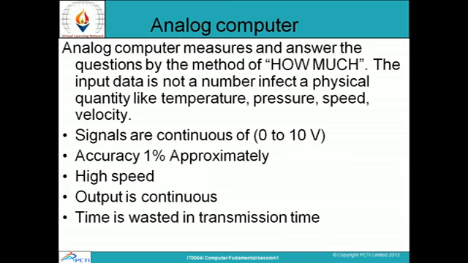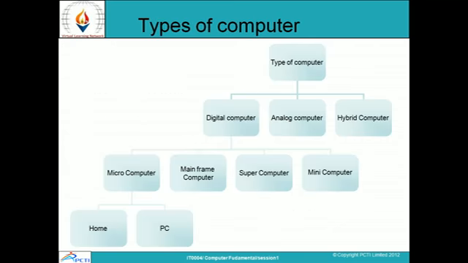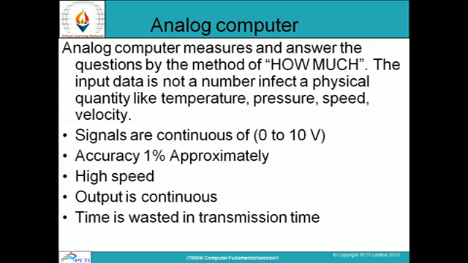First, we will talk about analog computer. Analog computer, as we told you, is a type of computer, just like a digital computer and a hybrid computer. Analog computer is the one which measures and answers questions by the method of how much. इसमें how much is a very important component because it is the one which differentiates a digital computer and an analog computer. How much का concept होता है analog computers में, और हम further study करेंगे digital computers में जो concept होता है वो होता है how many.